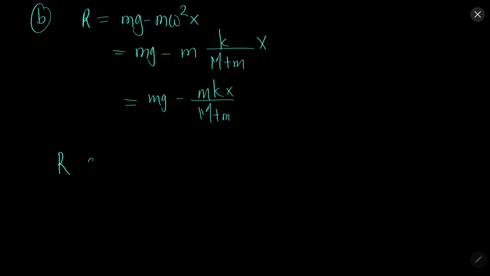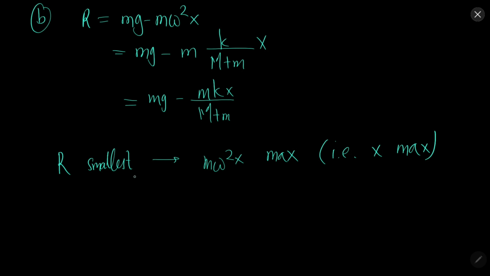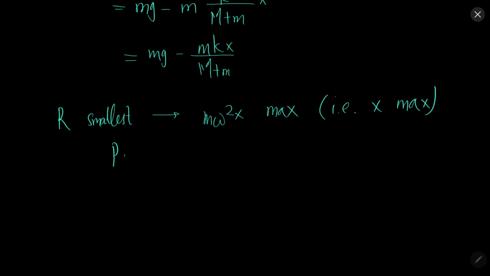For R to be smallest, m omega square x should be max, that is x should be max. So the particle should be at the highest point.